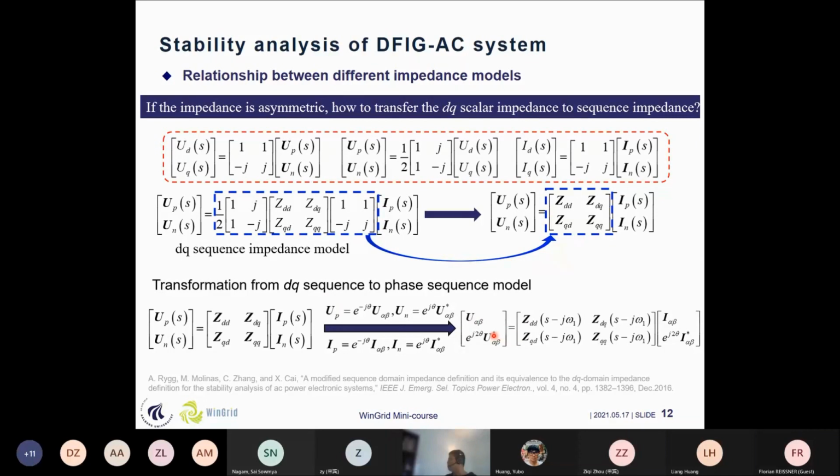Okay, so we can get this. And if you have some experience with this part, you may notice there should be an e to the j2 theta when you make the transformation. This is the reason for this e to the j2 theta: the positive sequence and the negative sequence are rotating in different directions.